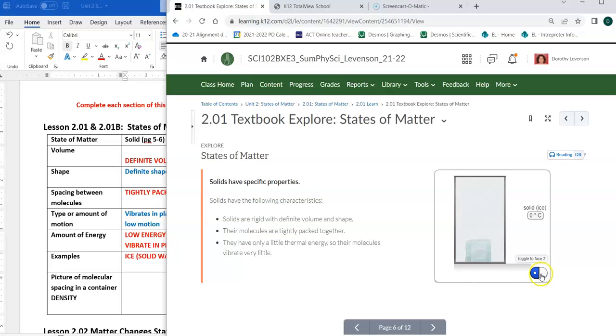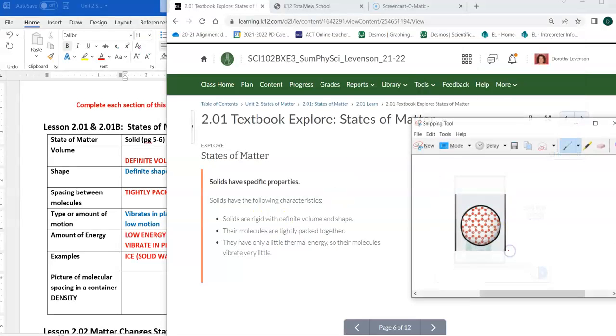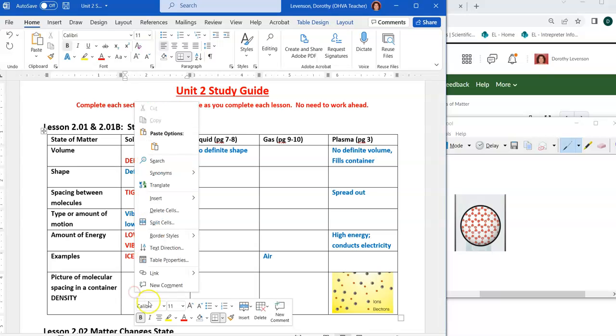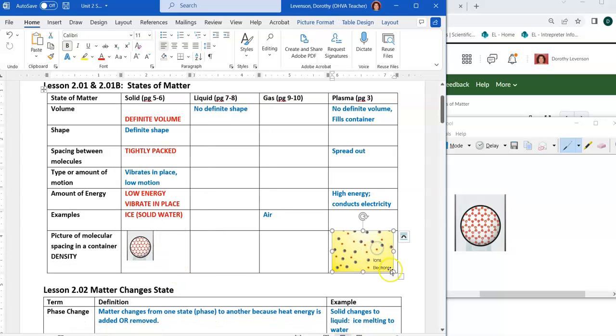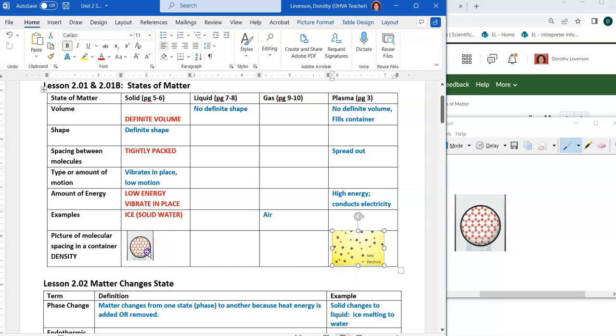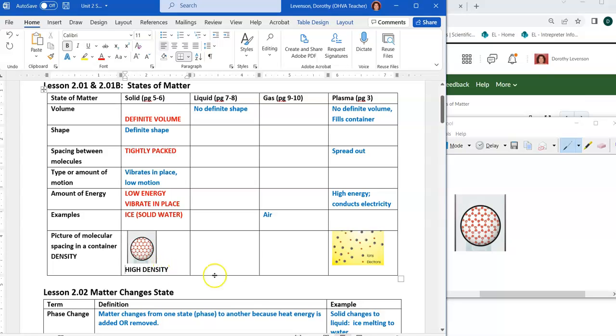And so now we're looking at a picture right there. I can use my snipping tool, take a little picture, copy it, and paste it right there. And if it's kind of big, you can shrink it down. It doesn't have to be giant. And if you're talking about density, you can say high density on here, right? High density.